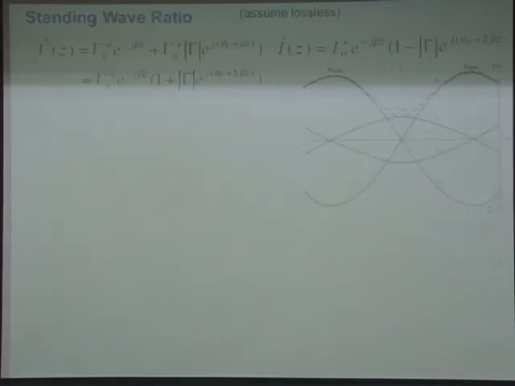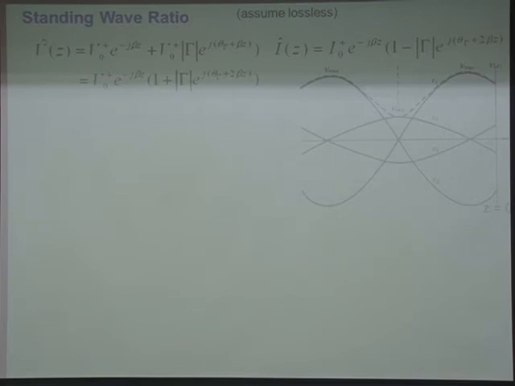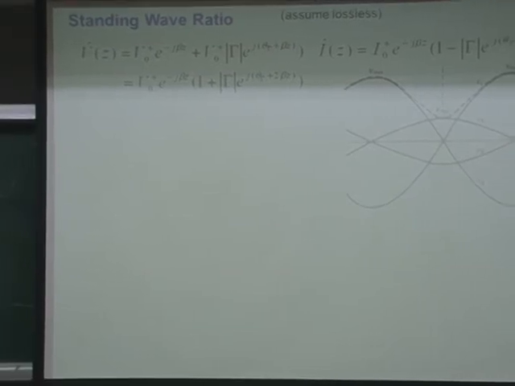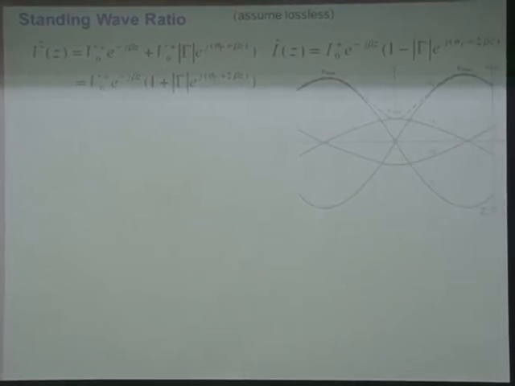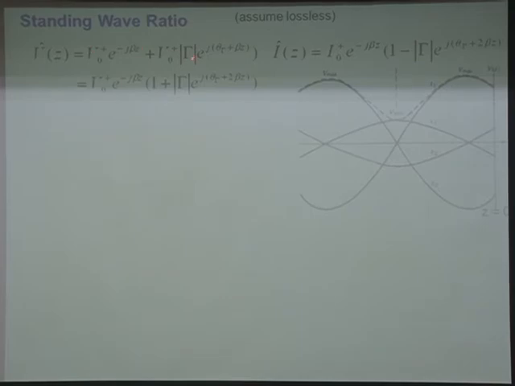Okay. Now, I want to tell you the standing wave ratio. Now that you have reflection, you want to know how much energy is reflected back. If you have partial reflection, then it's not going to be a complete standing wave, because the reflected amplitude is going to be smaller than the transmitted amplitude. Okay, so now you put the reflection coefficient into your expression.